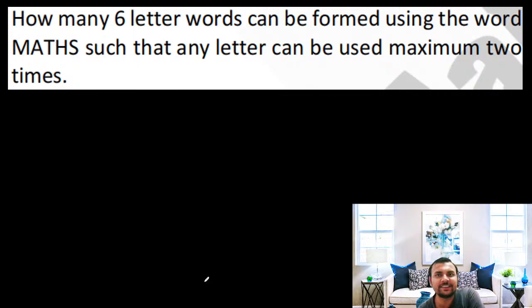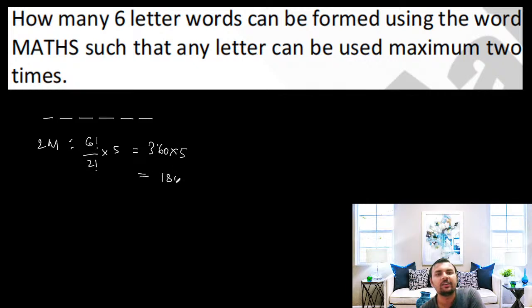How many 6-letter words can we form using the word maths, 1, 2, 3, 4, 5, 6, such that any letter can be used maximum 2 times? So if 2m, 6 factorial by 2 factorial 2a 2t, so it is somewhere 5 multiple. So this is 720 into 5, 360 into 5, 1800. Okay.